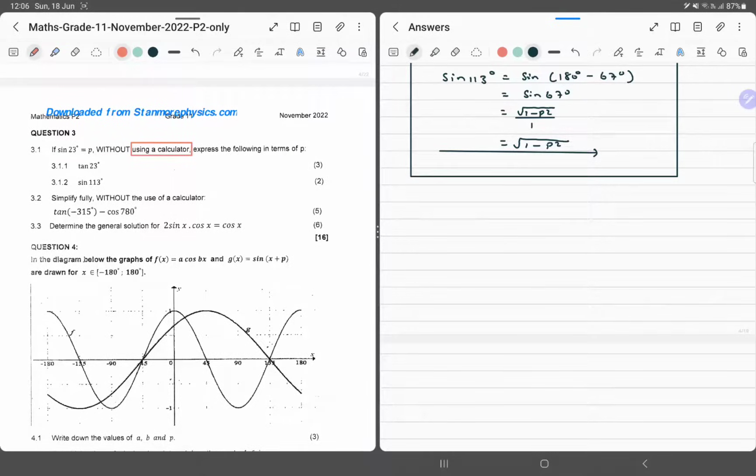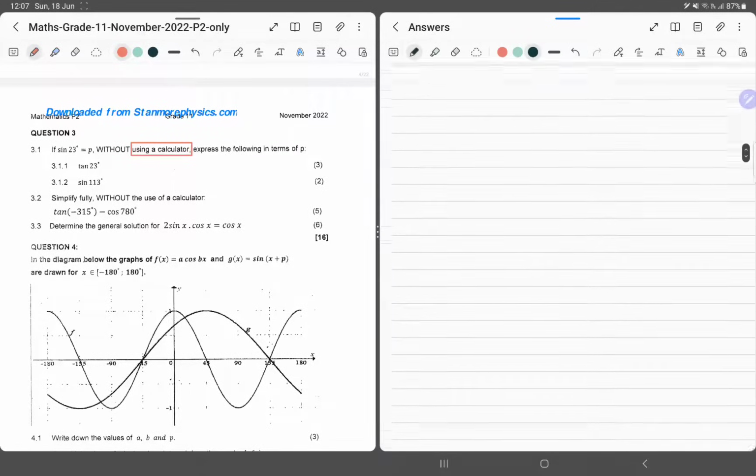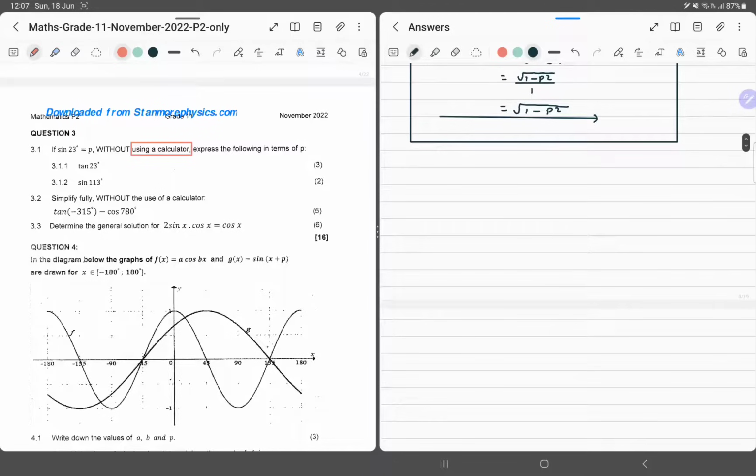Now 3.2, maybe let's just go on a new page, should we? Okay, maybe let's try. So 3.2 says simplify without the use of a calculator. So that means we're going to need some tricks. tan of minus 315 degrees minus cos 780 degrees. So here we need to employ reduction formulae, right?